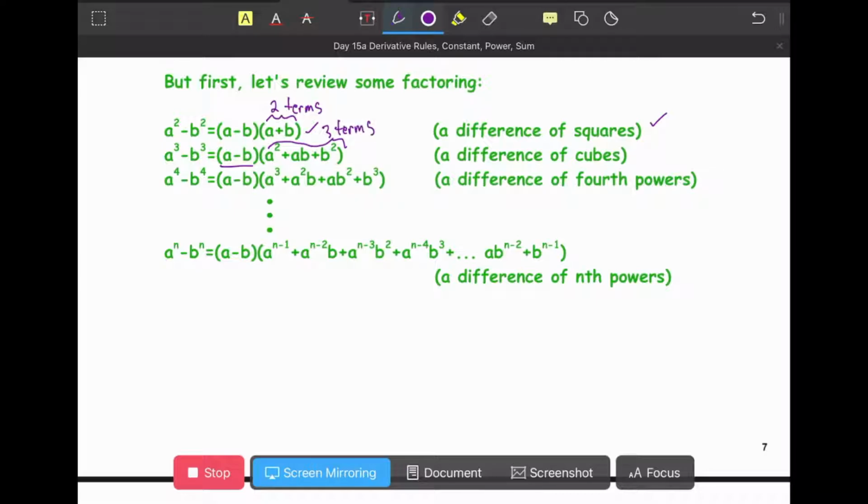And if we have a difference of fourth powers, a to the power of 4 minus b to the power of 4, we're going to have that original term there again, a minus b, times a cubed plus a squared b plus ab squared plus b cubed. I'm just going to have four terms, and so on. So there's a pattern there that we want to observe: the number of terms here is equal to the number of terms here.